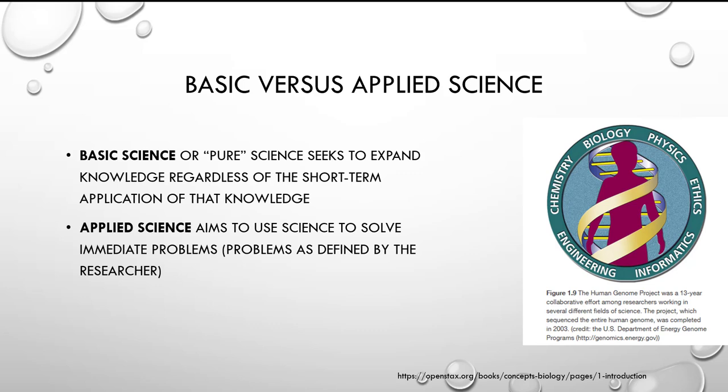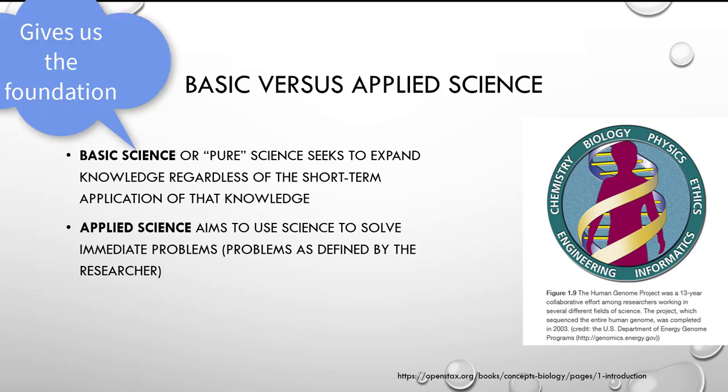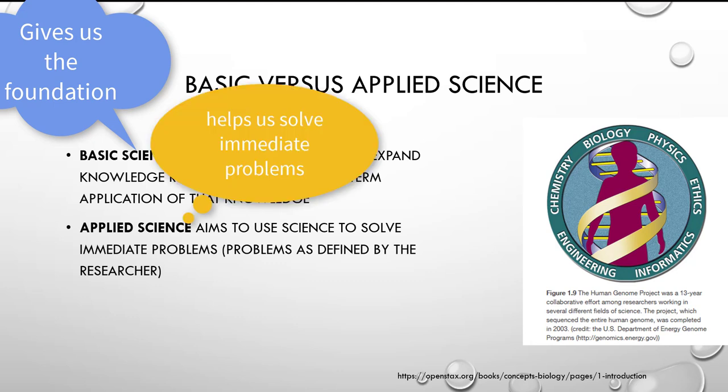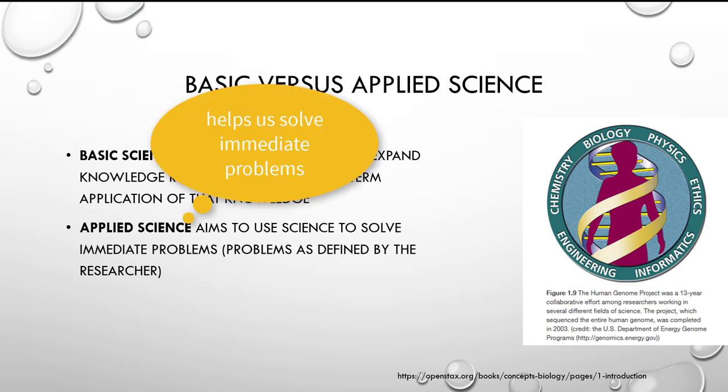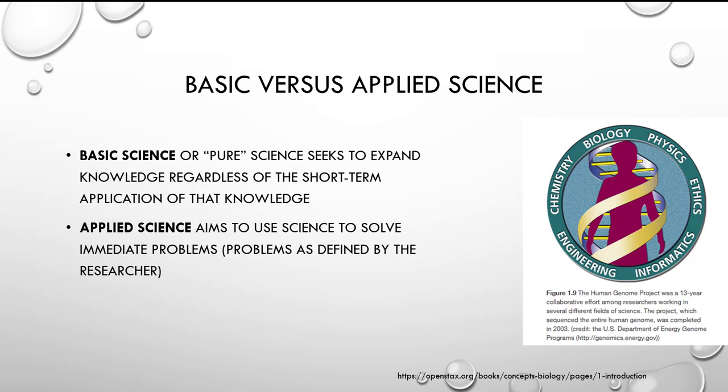So basic science gives us kind of the foundation, and then applied science we can use to quickly develop something to save humanity. Okay, if that makes sense. So basic science gives us more foundational support. Applied science, we build off of that for immediate needs. Okay.